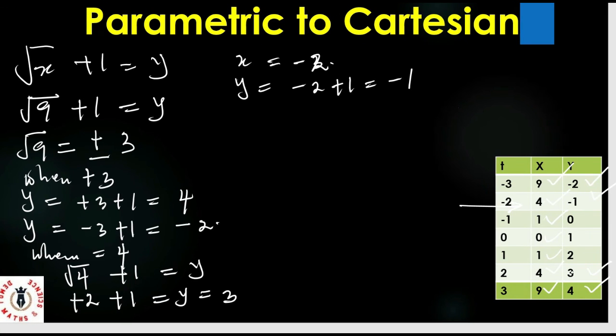If you continue and iterate down, you see that you get the same values as on the table. With this, I hope you understand how to convert parametric equations to Cartesian equations.